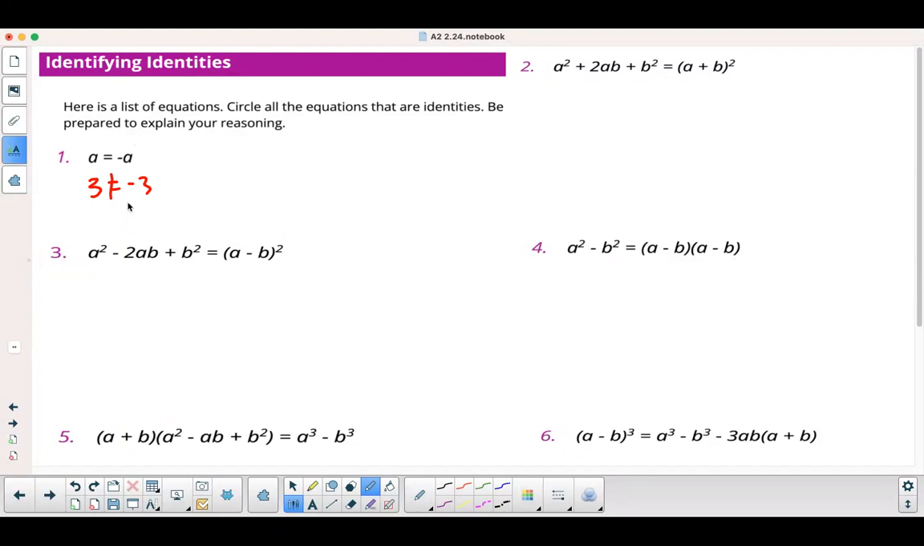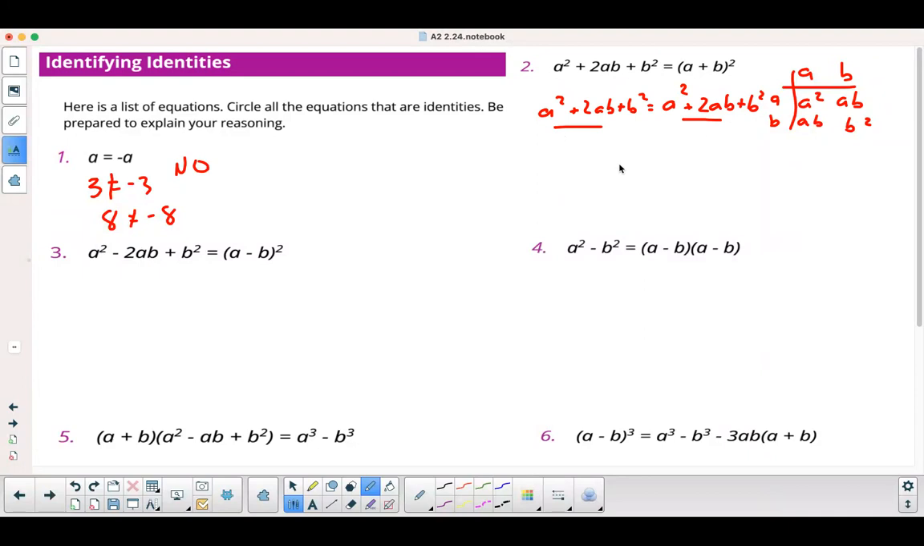I don't think there's any algebra I could do. If a equals 8, 8 is not equal to negative 8. So this one's going to be a no. Let's go over here to 2. So algebra, I could multiply this out. So make a box, AB, AB, A squared, AB, AB, B squared. Add those together, so I would get A squared plus 2AB plus B squared. And that's equal to what I had over here.